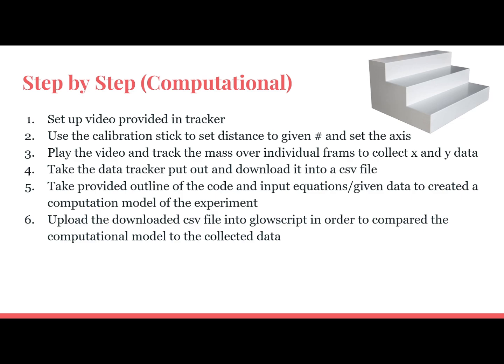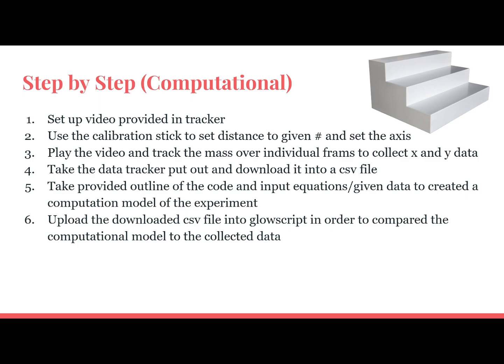Okay, step by step in the computational sense. We simply set up the video provided in Tracker. We used the calibration stick to set a distance to a given number, and then we set the axis as well. We played the video and tracked the mass over individual frames to collect the X and Y data. Then we took the data Tracker put out and downloaded it into a CSV file, which was later able to be used in GlowScript.